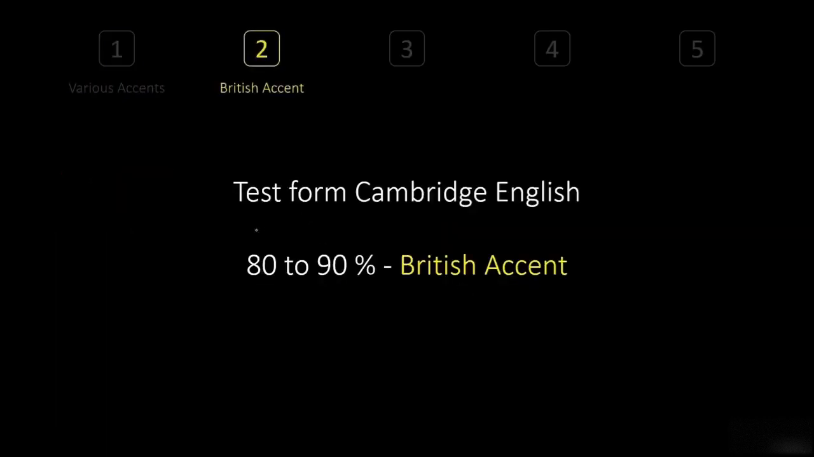See, this is what I was talking about earlier. Because the test is being created by Cambridge English, that is in UK, 80 to 90% will be British accent. That means all the audios, let's say, or not all, most of the audios will be British accent. Sometimes when you're listening to another person in the audio, it will be Indian accent, Canadian accent, or American accent, or maybe Russian accent. Very rarely though. So we have to get British accent clear rather than anything else. Okay.